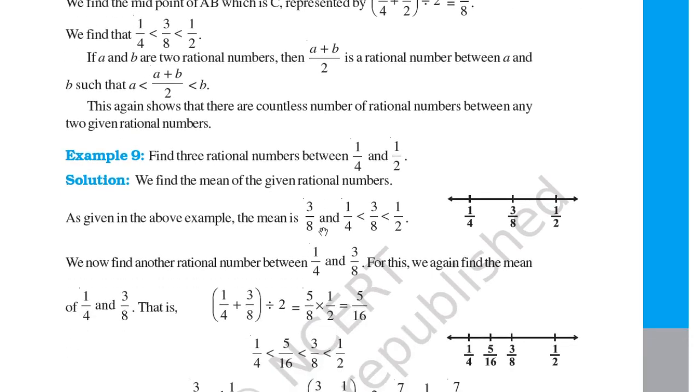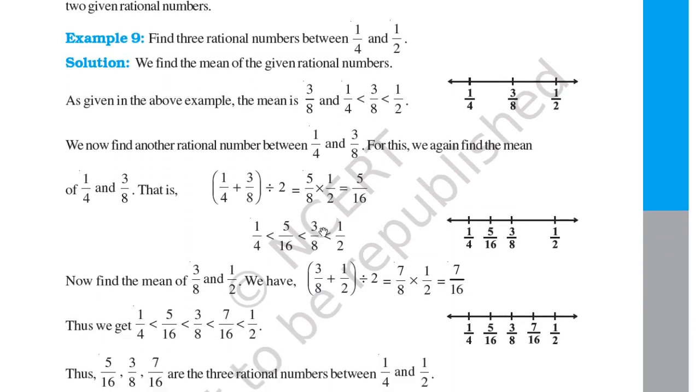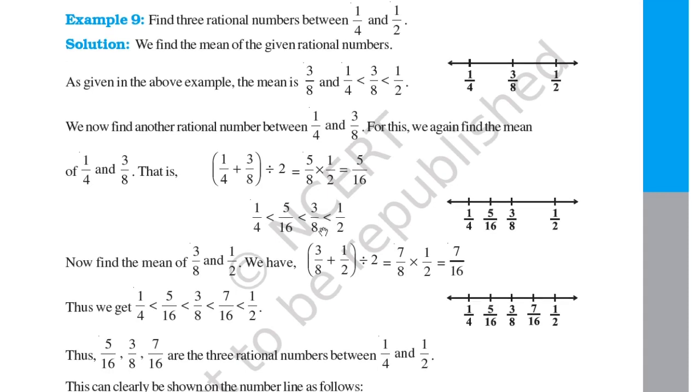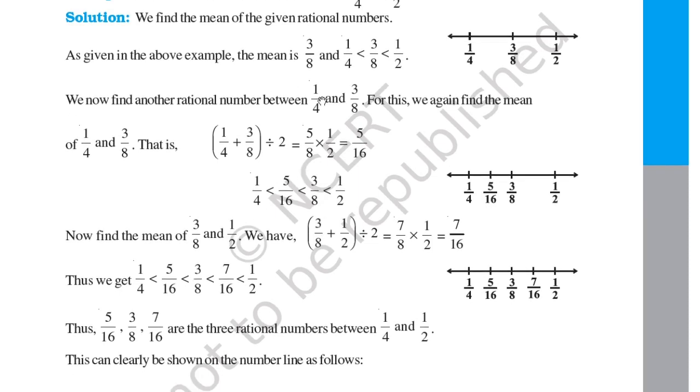So find three rational numbers between 1 by 4 and 1 by 2. We find the mean of the given rational numbers as in the above example. This means that 1 by 4 is less than 3 by 8, which is less than 1 by 2. So we find another rational number between 1 by 4 and 3 by 8. For this we find the mean of these two. So we get 5 by 16 as the mean.